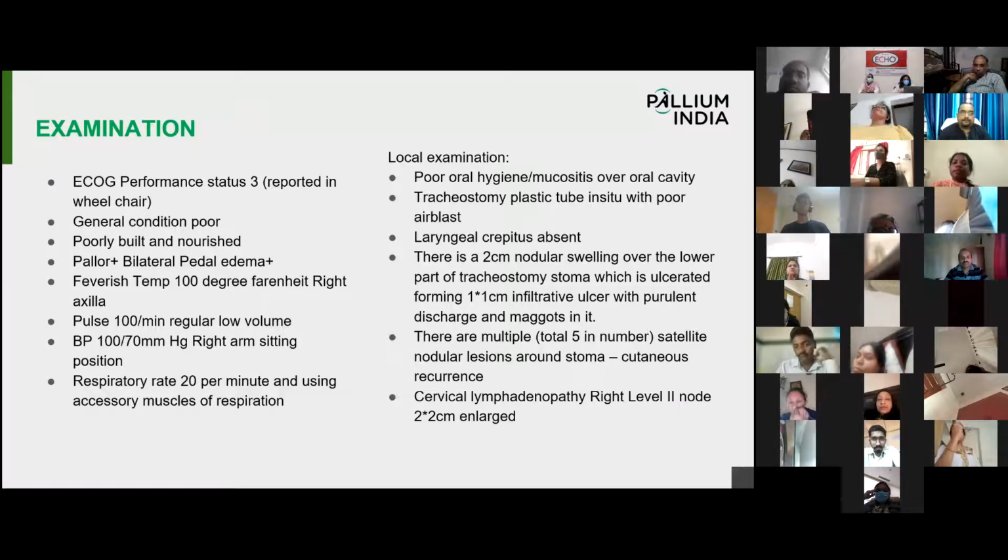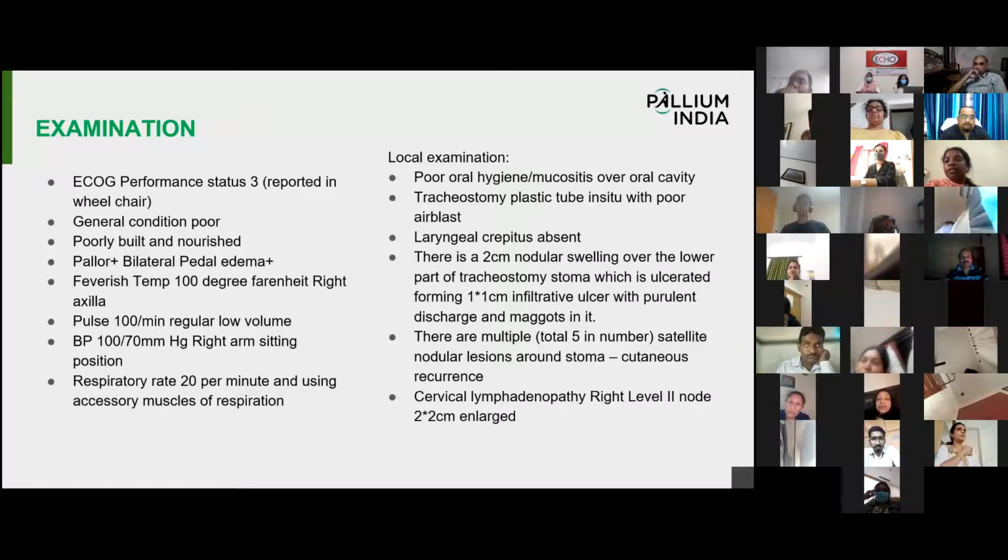Coming to examination, he had an ECOG performance status of 3. He was reported in a wheelchair. His general condition was poor. He had pallor and bilateral pedal edema, with a temperature of 100 degrees Fahrenheit and a regular pulse of 100 per minute. BP was 170 and respiratory rate was 20 per minute, and he was using accessory muscles of respiration.